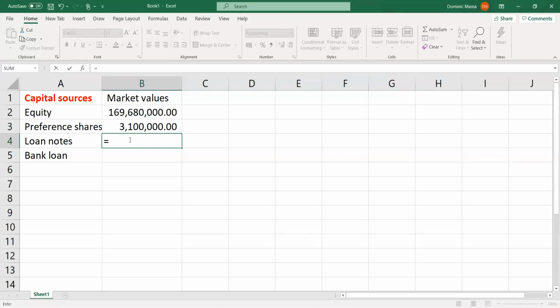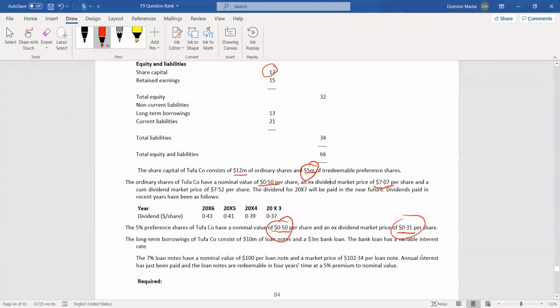For the notes, we determine how many notes have been issued by this company. This company has in issue the long-term loan cost of 10 million notes, and the market value per note is 102.34 with a nominal value of 100. So therefore it will be 10 million times 1.0234. You have the market value for the notes. Do that.